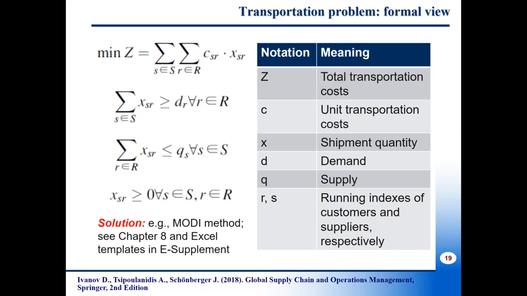And similarly for the second constraint, the total shipment quantity from a particular source S to all destinations R, as part of the set of destinations R, cannot exceed the total available capacity of source S. Finally, the last constraint says that all shipment quantities must be equal to or greater than 0. Alright, that's all for today's lecture, and see you in the next session on demand forecasting.